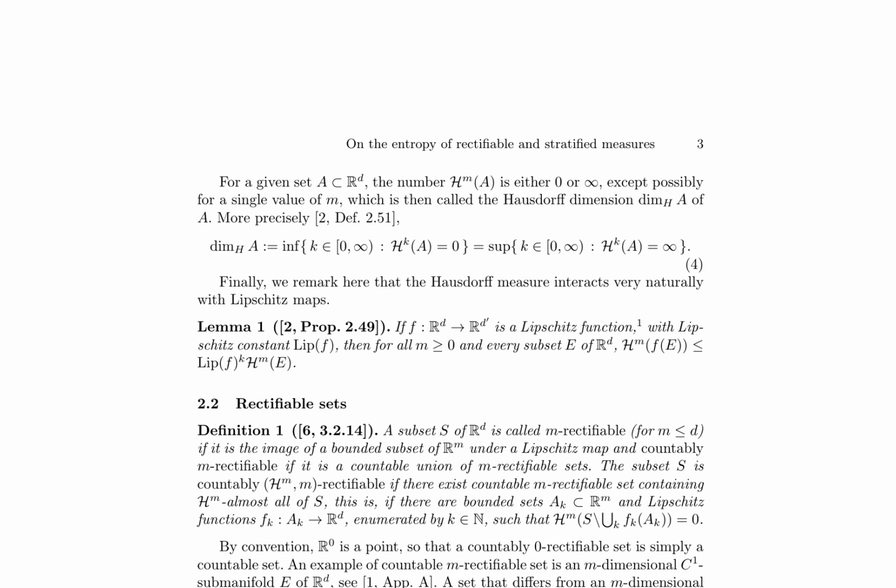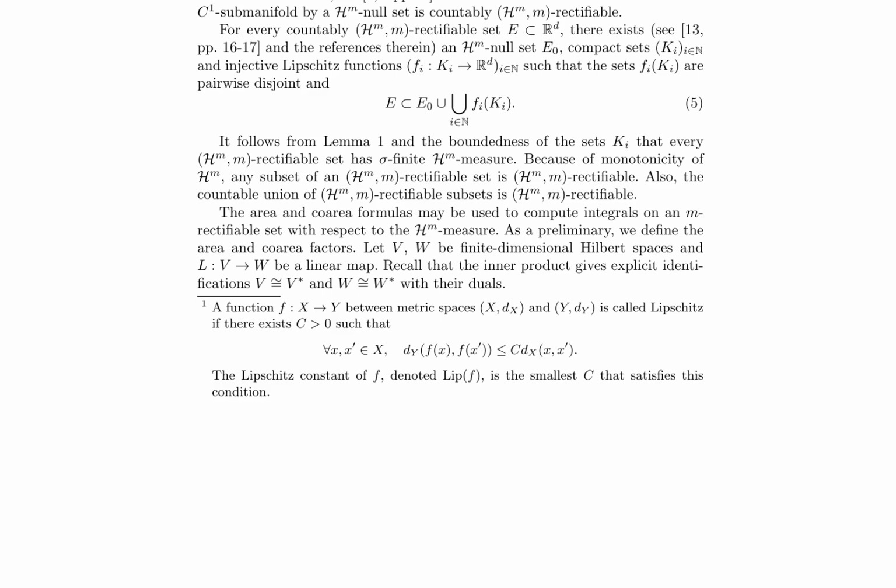The paper then discusses m-rectifiable sets, defined as the image of a bounded subset under a Lipschitz map, and countably m-rectifiable sets, which are countable unions of m-rectifiable sets. An example of a countably m-rectifiable set is an m-dimensional C^1 submanifold E of R^d. For every countably m-rectifiable set E, there exists an H^m-null set E_0, compact sets K_i, and injective Lipschitz functions phi_i such that E is contained in the union of E_0 and the phi_i(K_i).